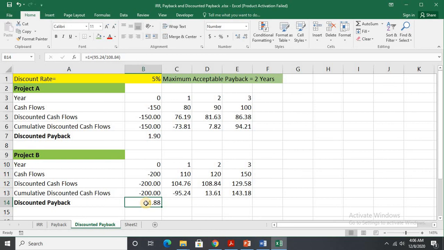So as per the discounted payback period, both projects are accepted because maximum acceptable payback is 2 years. And if the projects are independent, we will select both projects. But if the projects are mutually exclusive, in that case we should select only project B because this discounted payback period is less than the discounted payback period of project A.